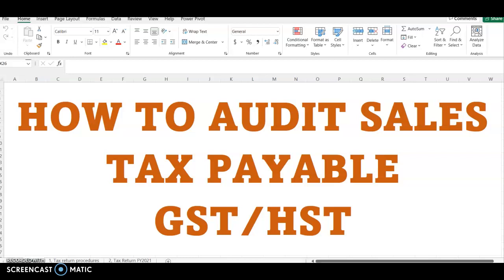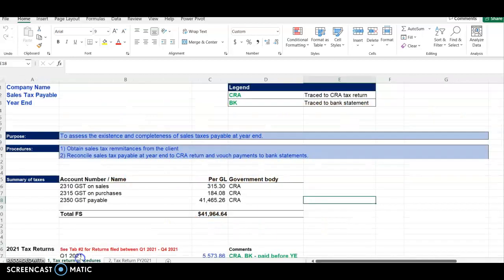Today I'm going to talk about how to audit sales tax payable, and in Canada we call this GST, HST. Okay, so we are going to look at our working paper right here. So this is our working paper to audit the sales tax payable. As you can see, we have the purpose, and we said the purpose is to assess the existence and the completeness of sales tax payable as at year end.